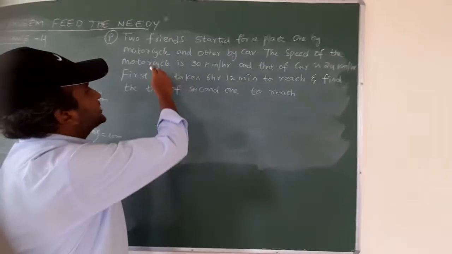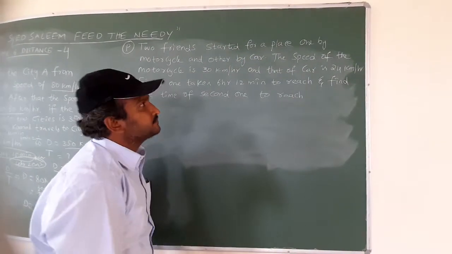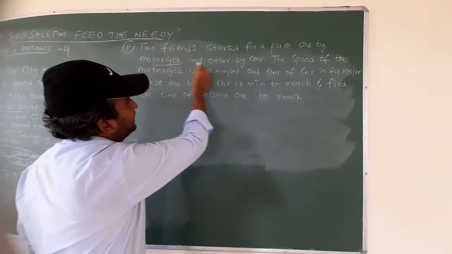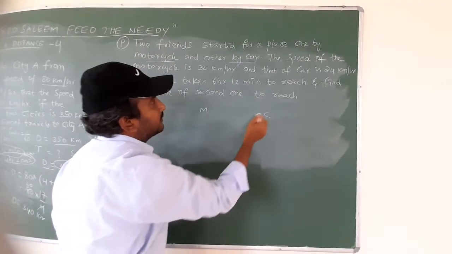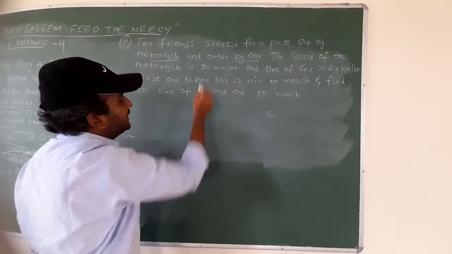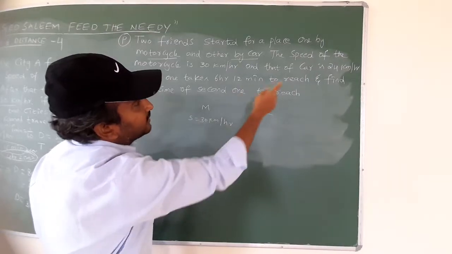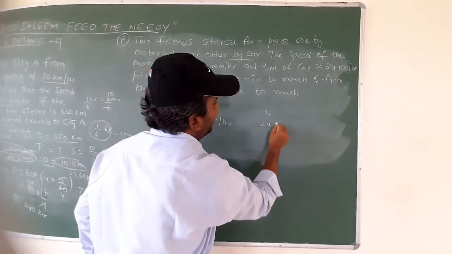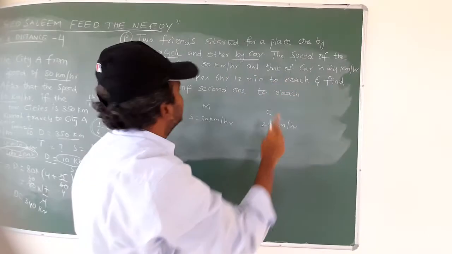Okay, now coming to the next problem. Observe clearly. Two friends started for a place, one by motorcycle and the other by car. That means here motorcycle, car. The speed of the motorcycle is 30 km per hour and that of the car is 24 km per hour. Here, the first one is motorcycle, the second one is car.